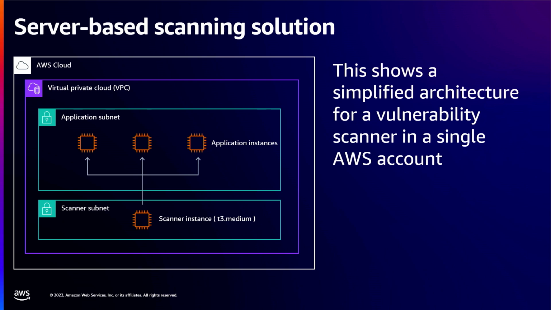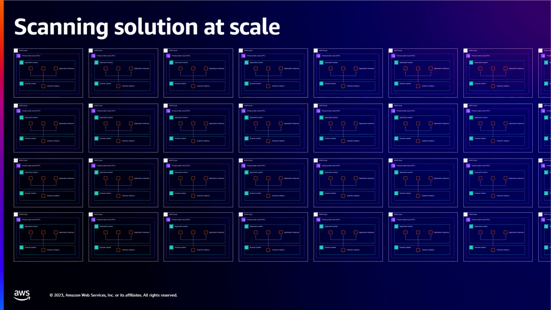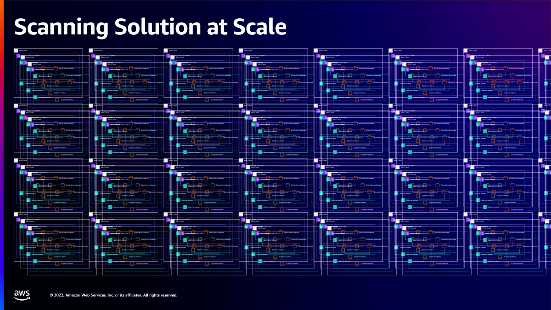So this all looks good until you start thinking about it at scale. So we have, as I said, hundreds of accounts. So here's a selection of our individual application accounts, but remember, each of them has a development, a pre-production, and a production account. So at this stage, you're looking at over 2,000 instances just running scanner software. It's not a great use of resources.